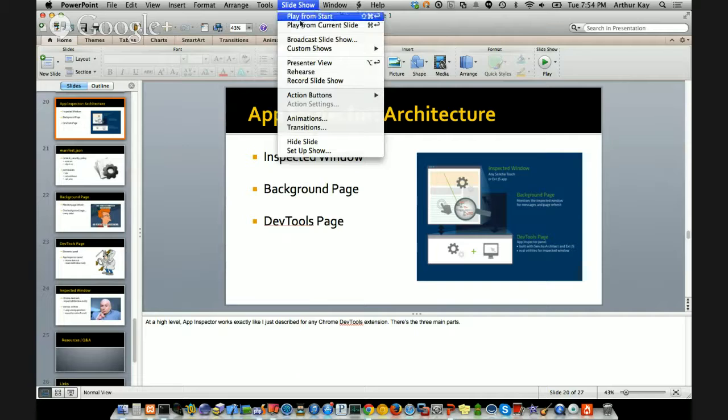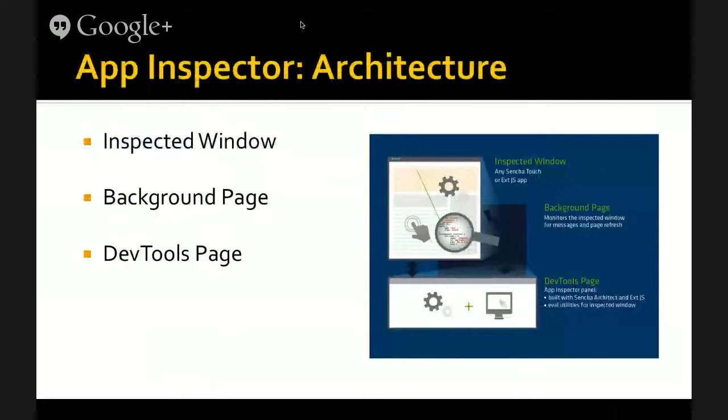So now that you know what App Inspector is and how it works, let's look at the architecture. We have the inspected window, again, that's my ExtJS or my Sencha Touch application. The background page just launches my extension either when Chrome first loads or when I enable it inside Developer Tools. And then finally, the DevTools page is the actual thing you saw in Chrome DevTools. Just as a side note, we built App Inspector using the Sencha frameworks, so we drink our own champagne in that sense.